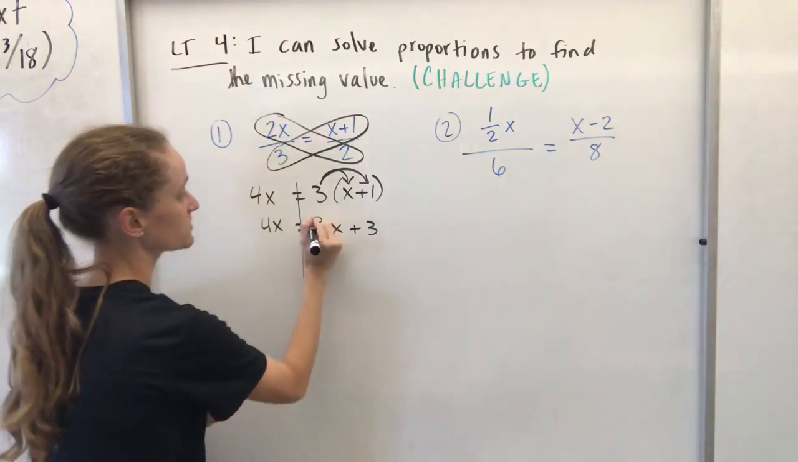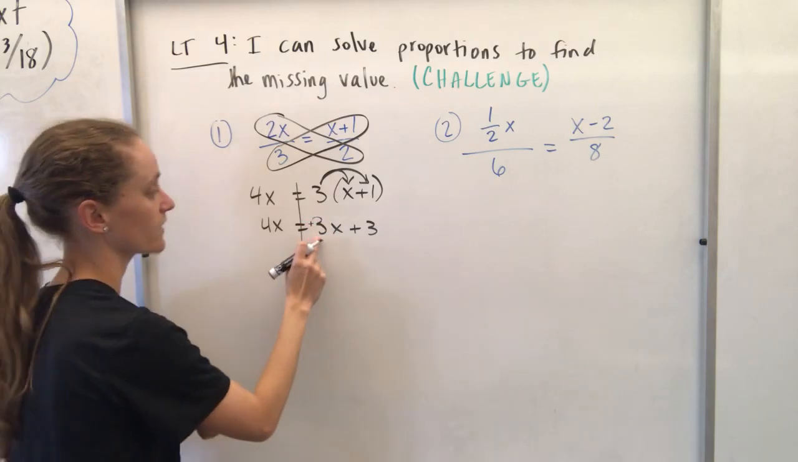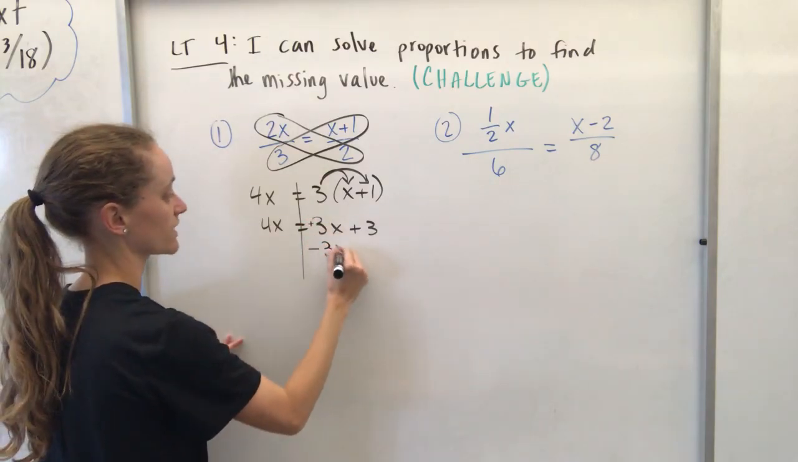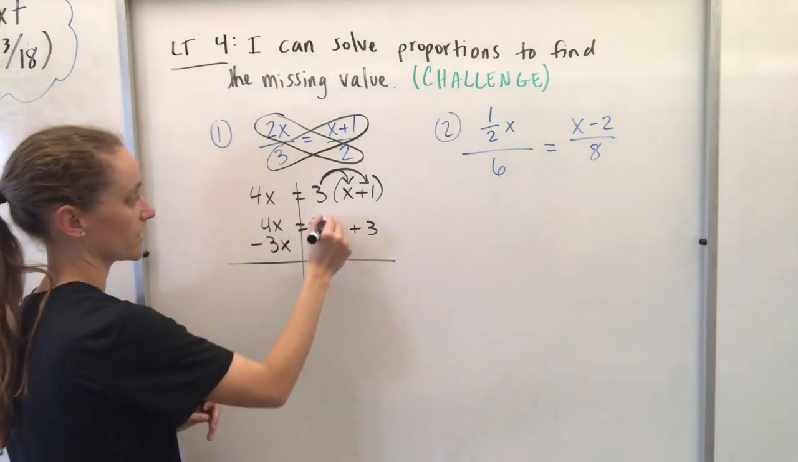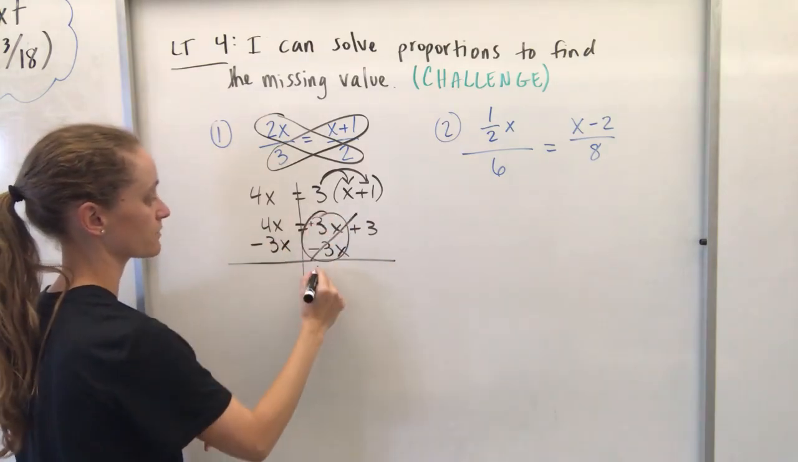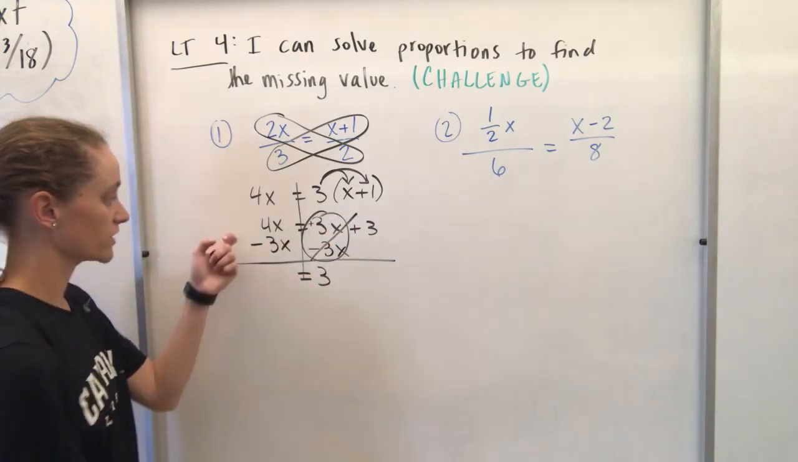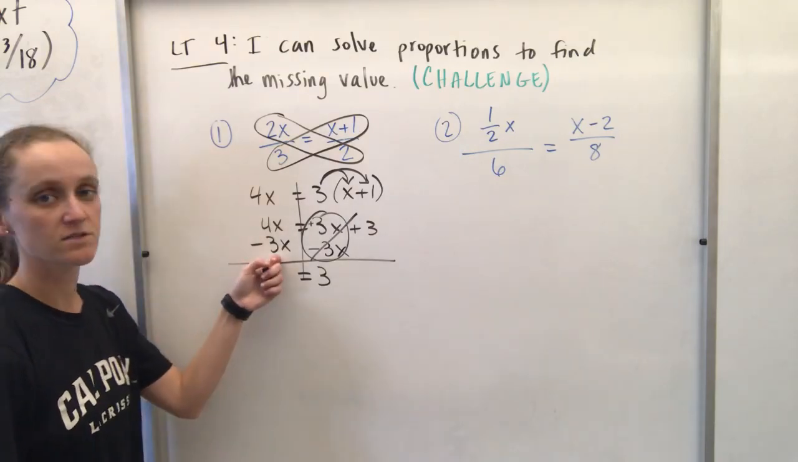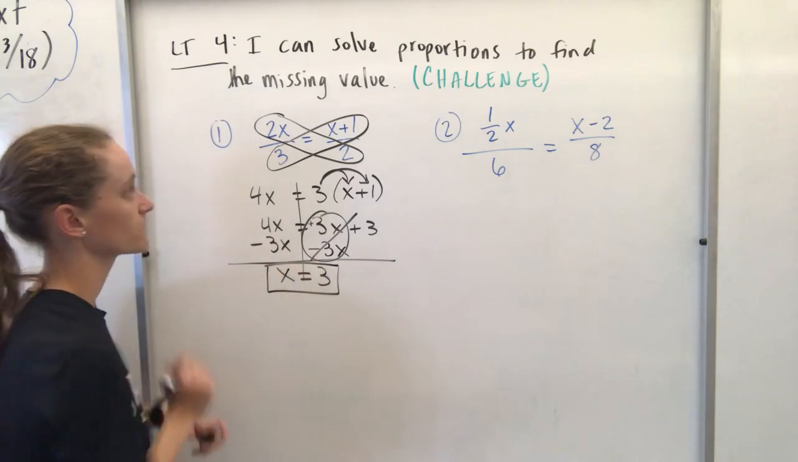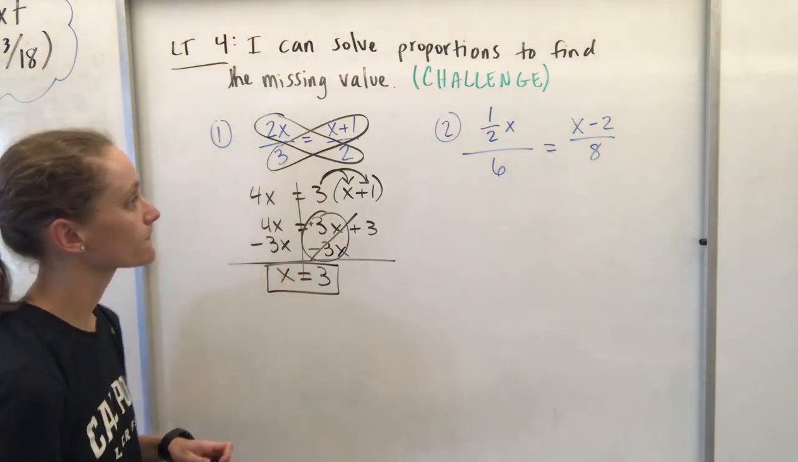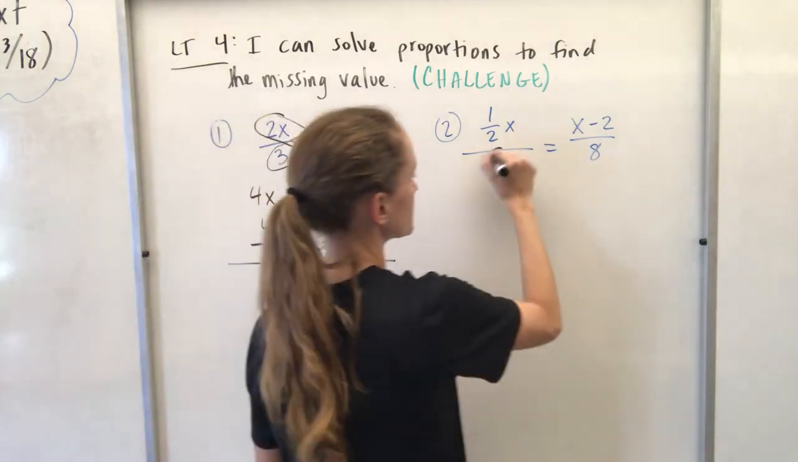So this is positive 3x. So the opposite of adding 3x is subtracting 3x. And then I have my 0 pair. I bring down the 3. And then over here, 4x minus 3x is just 1x, or just x. So I'm actually finished with that one. So x equals 3.